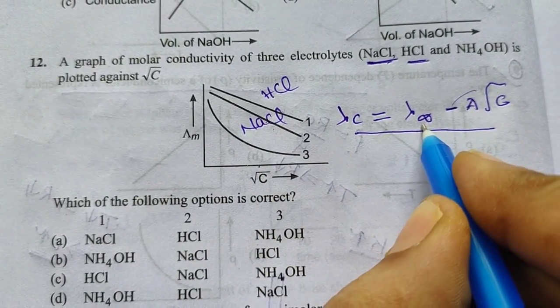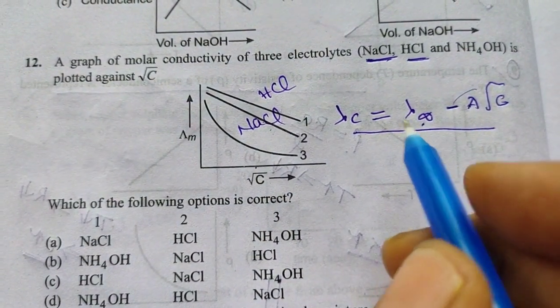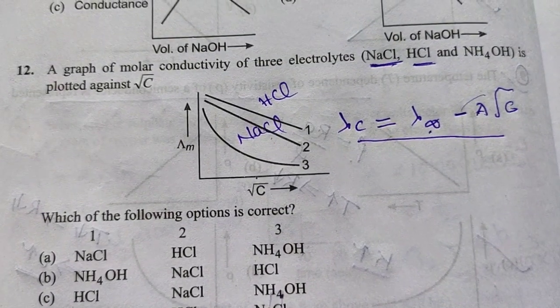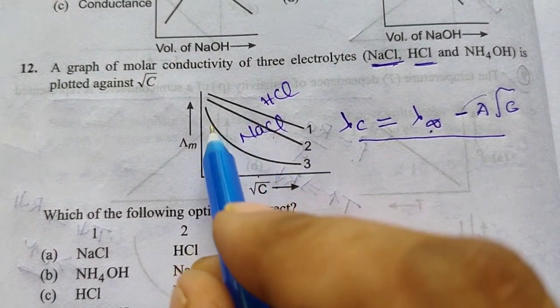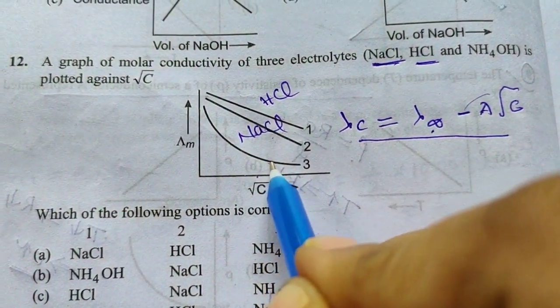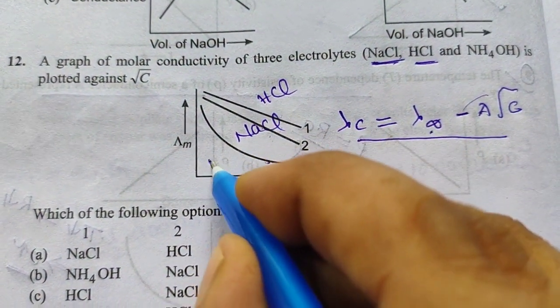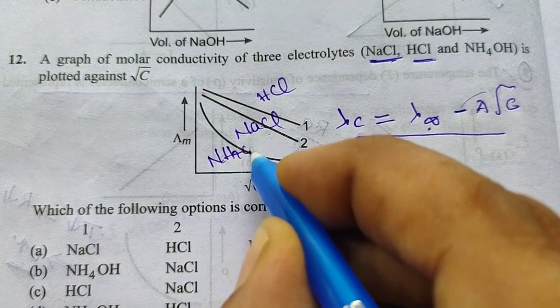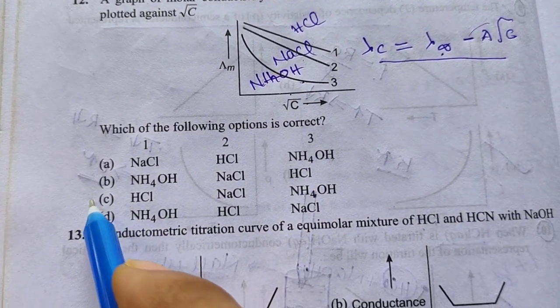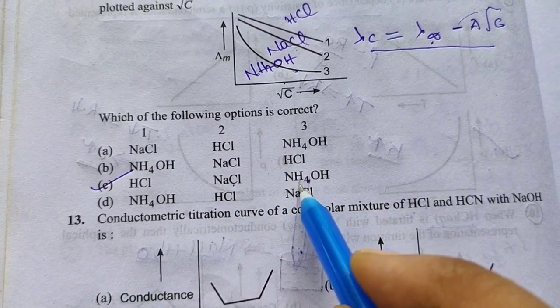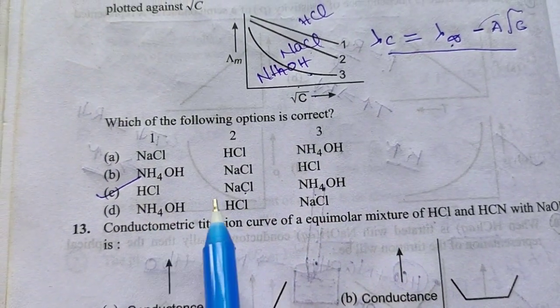This equation is not applicable for weak electrolytes, but for a weak electrolyte conductance decreases with increase in concentration. So this graph indicates the weak electrolyte, that is NH4OH. So what is the correct answer, students? 1 HCl, 2 NaCl, 3 NH4OH. C is the correct option.